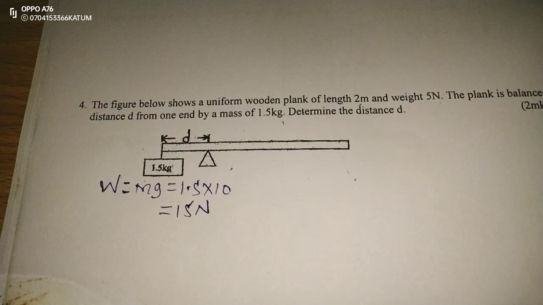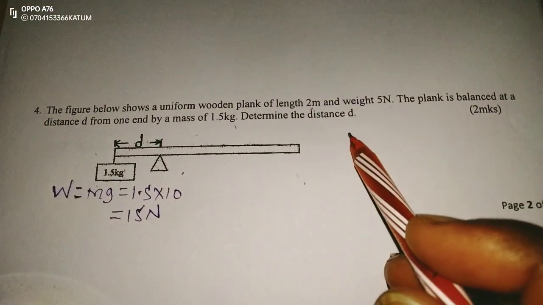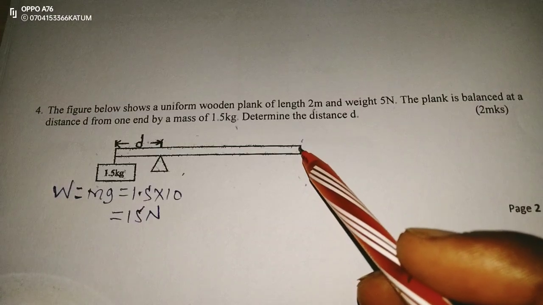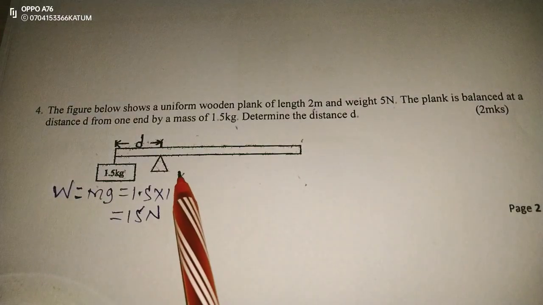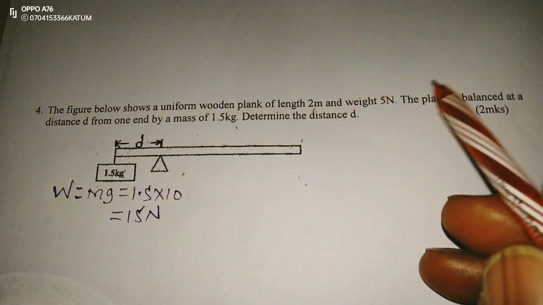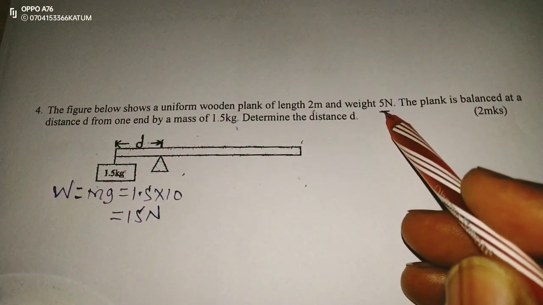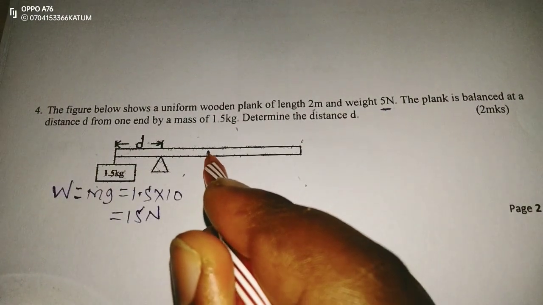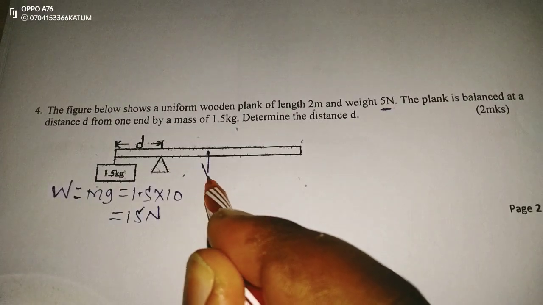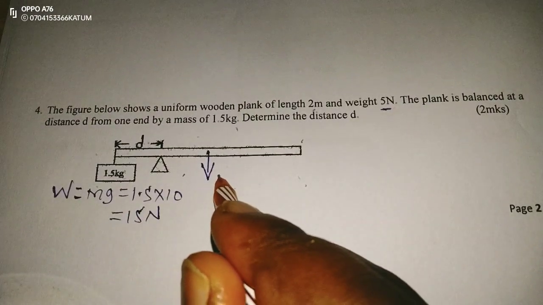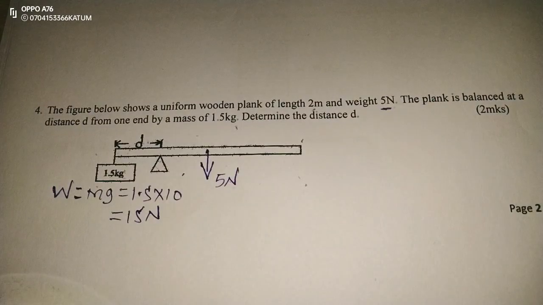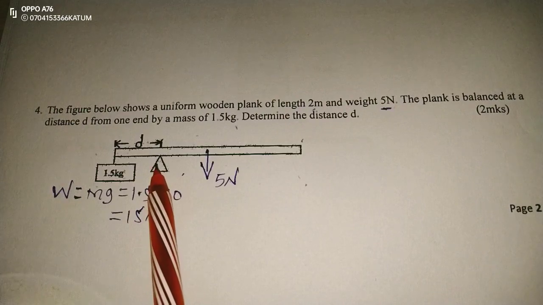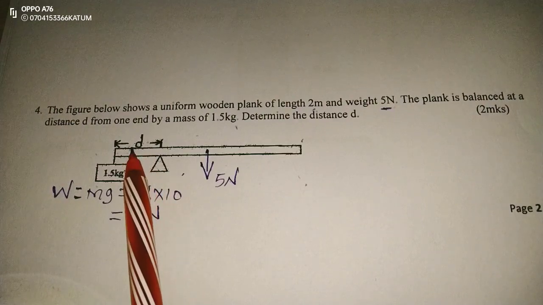Something we should also understand is that whenever a certain system is at equilibrium and it is not balanced at its center, like our case here, its own weight acts through the center and downwards. Therefore, through the center of this wooden plank, we shall have its own weight, which is 5 newtons, acting downwards. So with two forces on opposite sides of the pivot, we can get their known distances.